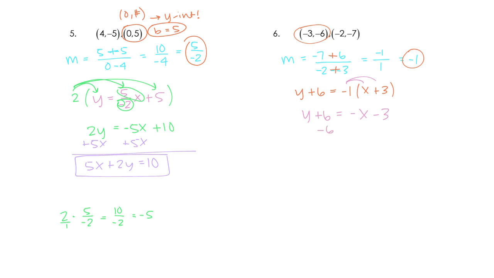And then we're going to subtract 6 from both sides. So then we have y equals negative x. This would give us minus 9. And then last step here, no fraction to get rid of. So all I have to do is add x to both sides. I have x plus y equals negative 9. And that's my final answer because A is already positive.